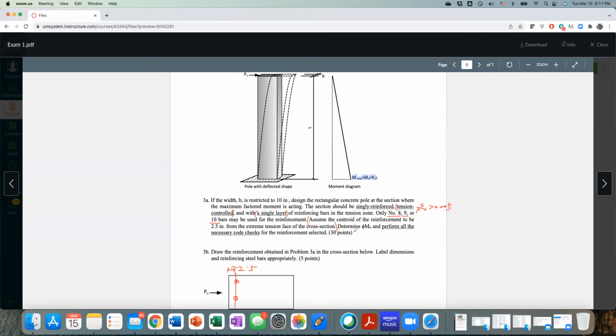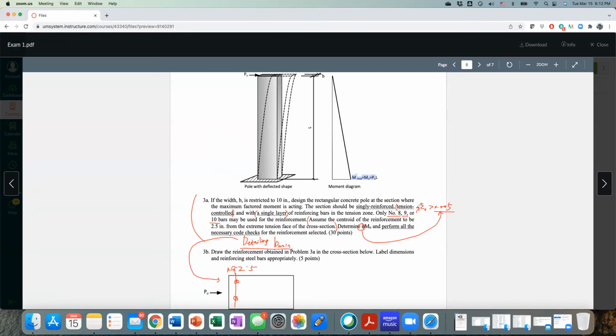So from the extreme tension layer and cross section, determine phi Mn. So phi is the strength reduction factor. Be careful, okay? But think about this, this is already 0.005. So think about your phi. And perform all the necessary code checks. That means detailing. And in this case, since most of the bars are in 1 layer, there won't be any spacing in between layers. So the only thing you have to worry about is basically beam in, minimum beam cover, beam in. So that is what we need to do.